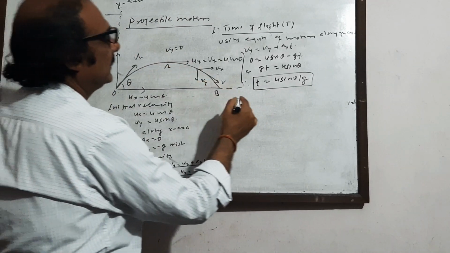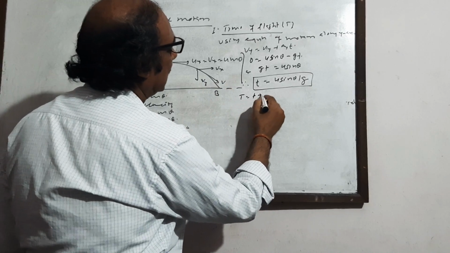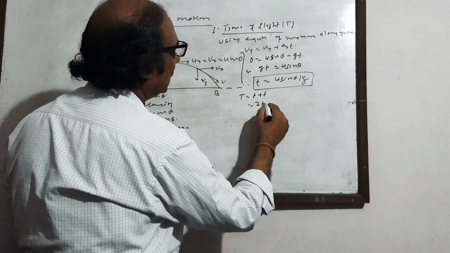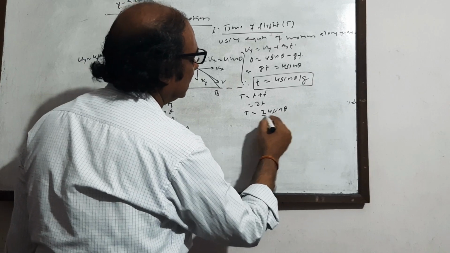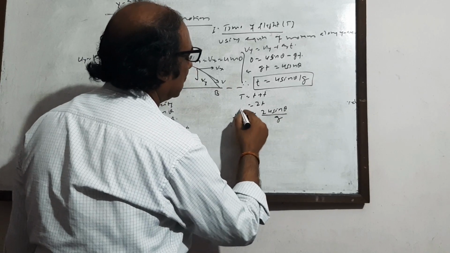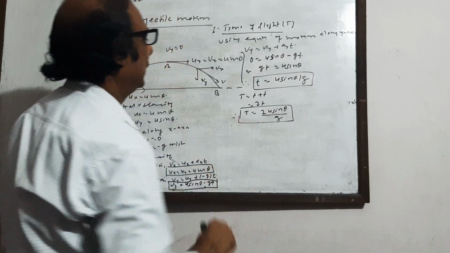And T plus T, this is the total time, time of ascent plus time of descent, 2T, and therefore 2U sin theta by g. This is the expression for the time of flight.